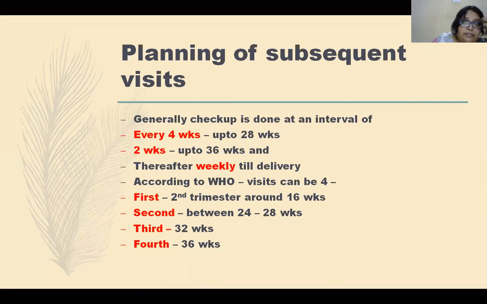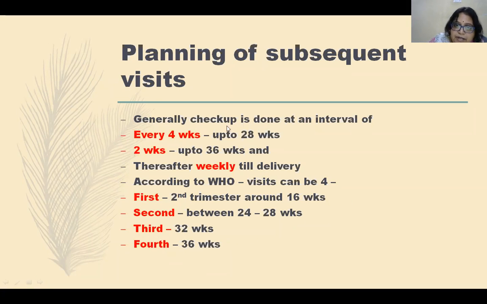Then checkup should be done weekly till delivery, and according to WHO, she can come for only 4 visits. The first visit can be in the second trimester at around 16 weeks. The second between 24 to 28 weeks. Third visit can be at 32 weeks, and fourth at 36 weeks. And this is according to WHO. There can be only 4 visits. But if she is willing, then she can be called every 4 weeks, and from 28 weeks every 2 weeks, and after 36 weeks weekly till she delivers.